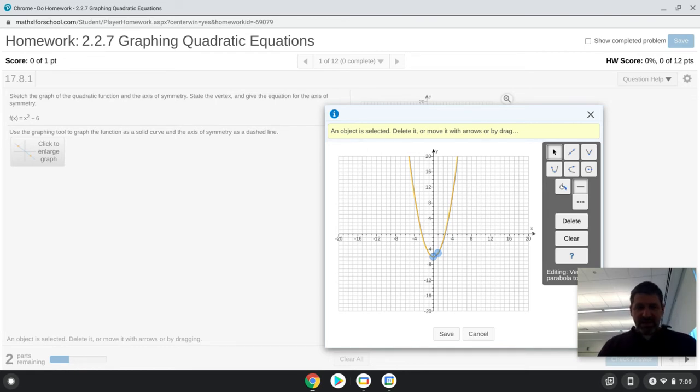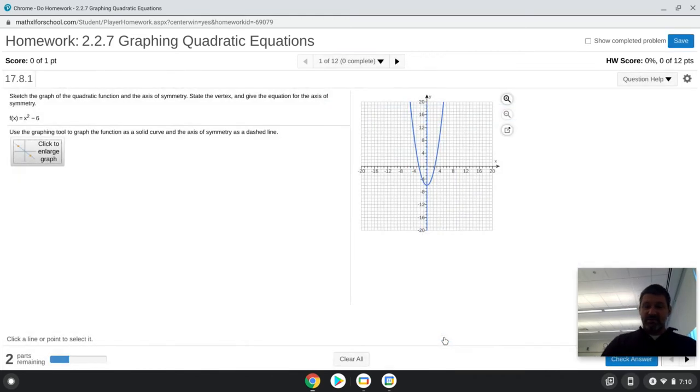But recall, this does not just ask us to do the parabola, it asks us to do a line of symmetry. So we're going to use our line feature, and it wants it to be a dashed line. So I'm going to click on dashed. And then it's the line that splits the parabola into 2 equal halves. So with that, I will select save. So we did our parabola, we did our axis of symmetry.